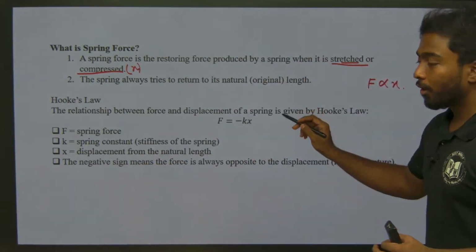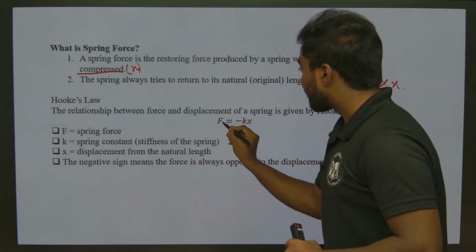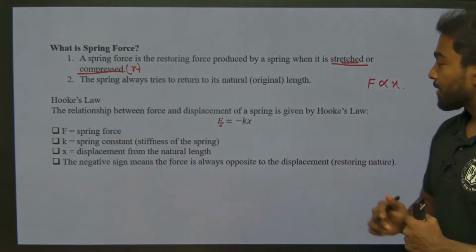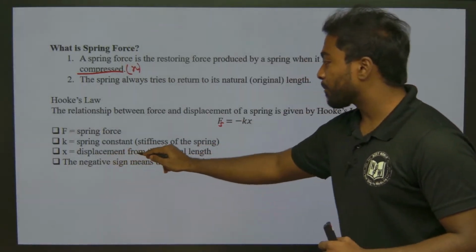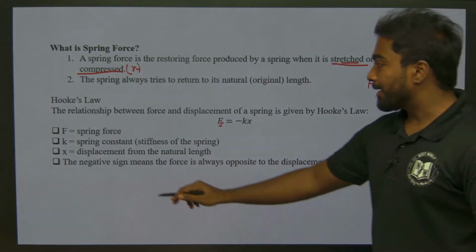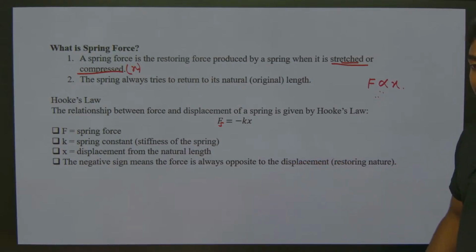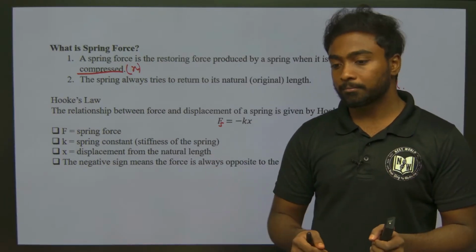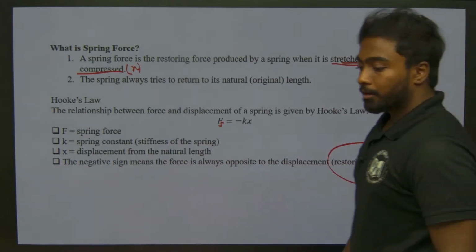So according to this, we got the formula F is equal to minus kx, where F, let me take this as Fs, is the spring force and k is the spring constant. To remove the proportionality, we add a constant called k, the spring constant, and x is the displacement from the natural length. The negative sign means that the force is always opposite to the displacement. If I apply a force in this direction, the displacement will be opposite. So this is the restoring nature. Take it.